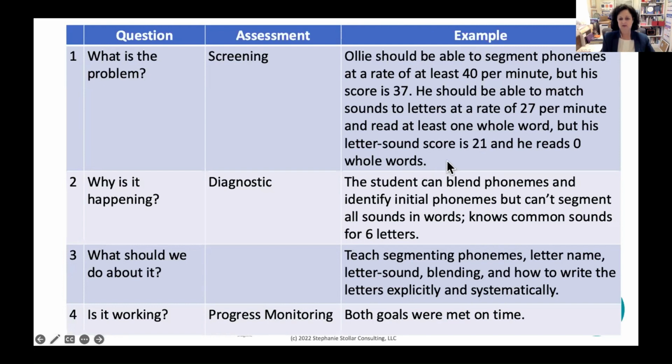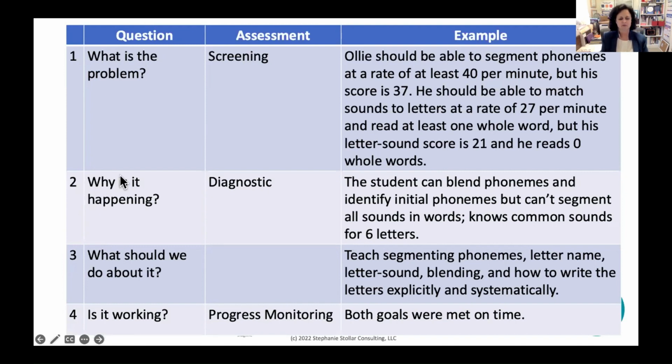Ollie should be able to segment phonemes at a rate of at least 40 per minute, but his score is 37. He should be able to match sounds to letters at a rate of 27 per minute and read at least 1 whole word, but his letter sound score is 21 and he reads 0 whole words. Okay, so this gives a very observable, measurable, and specific problem that we can solve.